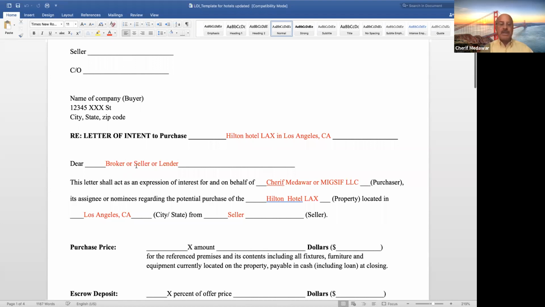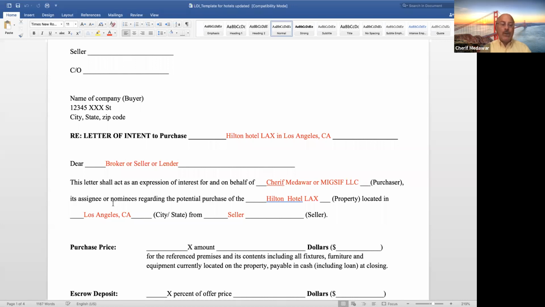Dear broker, seller, or if you're dealing with somebody at the bank directly, this letter shall act as an expression of interest for and on behalf of, for example, in my case, Cherif Medawar and/or F.A.C.T.S LLC, which is my actual company, my real estate fund. If you go to mixif.com, you're going to see my fund. We have over 100 million in assets, mixed use, retail, etc. They're actually all performing very well. So we put F.A.C.T.S LLC, so you get to see the company, and this is the purchaser.